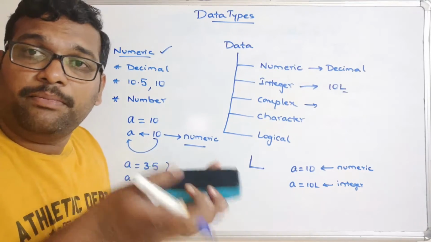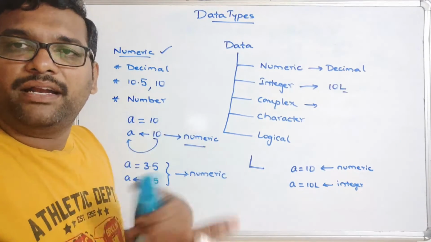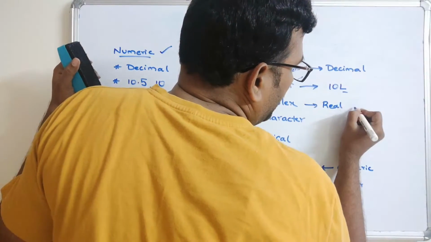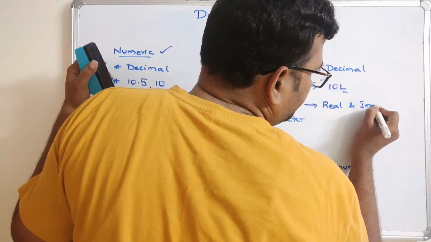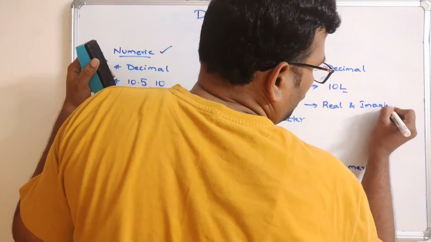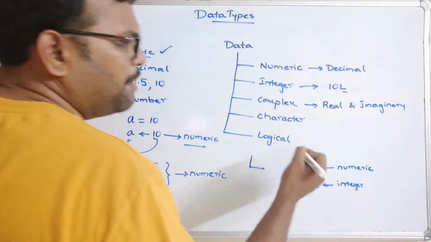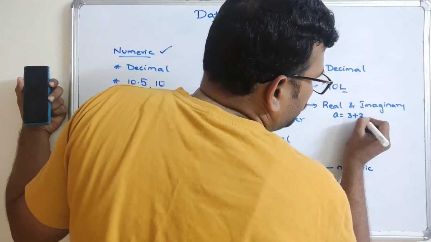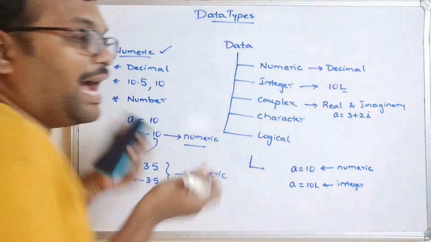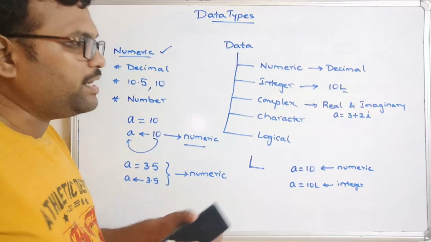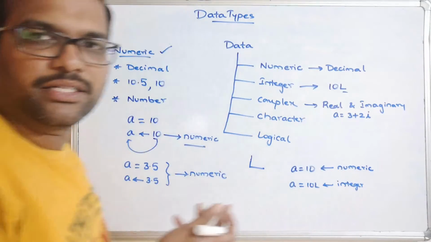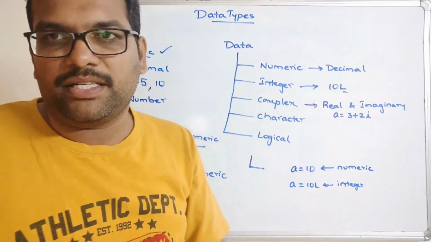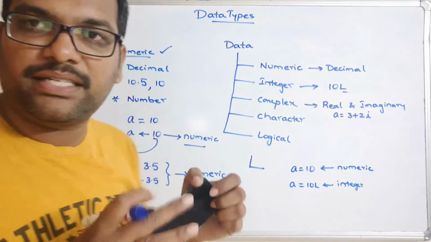Next, complex. We know that complex numbers are numbers which have a real part and an imaginary part. For example, a is equal to 3 plus 2i. Here i is the imaginary part and 3 is the real part. This type of number we call a complex data type.